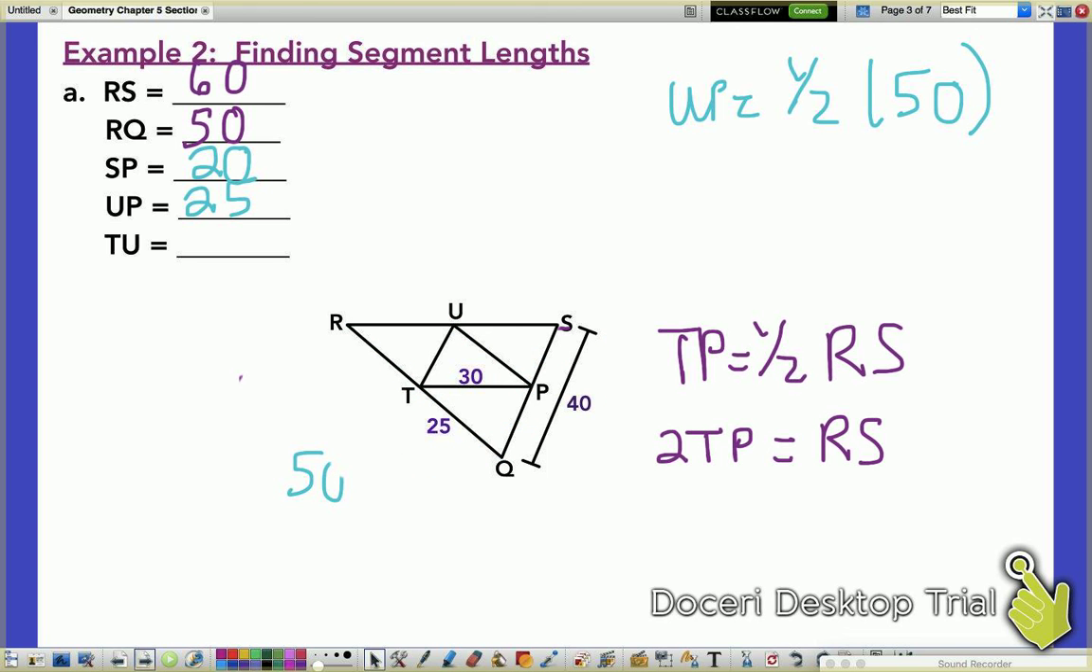So basically all these relationships, the outside are congruent and the other parts, the midsegments, are half. Okay, so TU would be this. Okay, I know that that's half of that base because TU would be the midsegment. The base is 40, so TU would be 20.